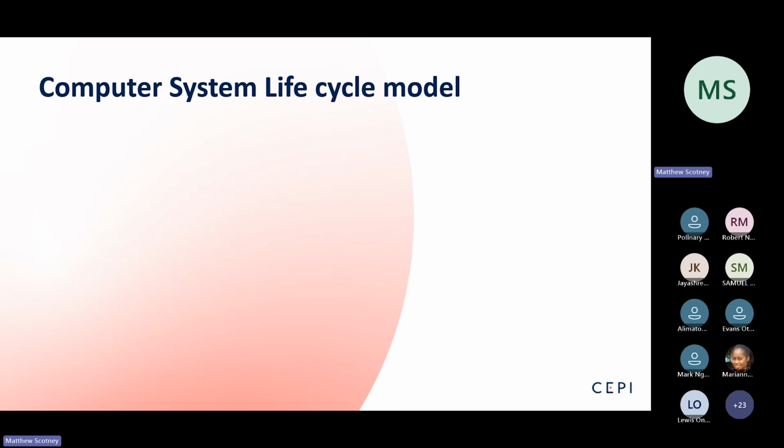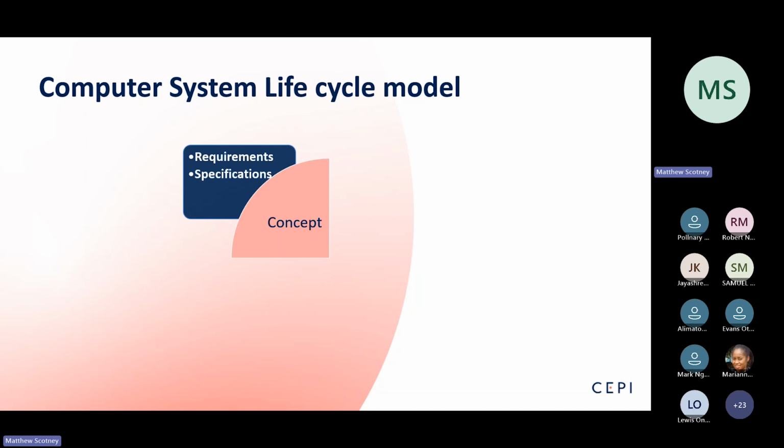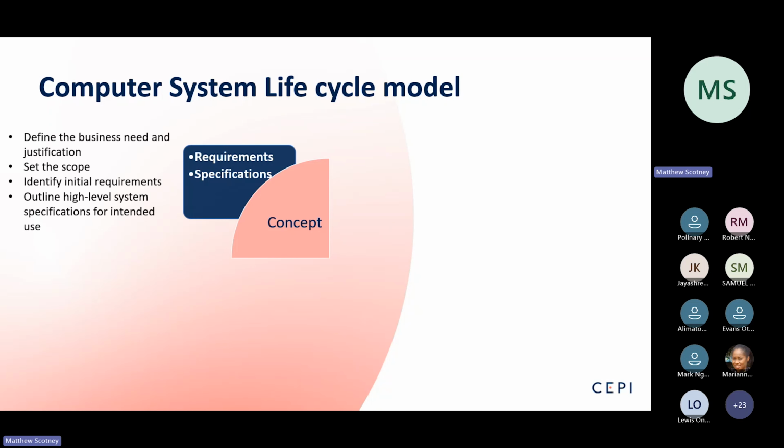If we had to create a little model as to what this might look like, you've got the concept where you write the requirements, the specifications. That might be defining the business need and the justification for actually having the system in place. We might be setting the scope of the system. How big is this system going to be? What's going to be covered? What's included? What's external? What's excluded?